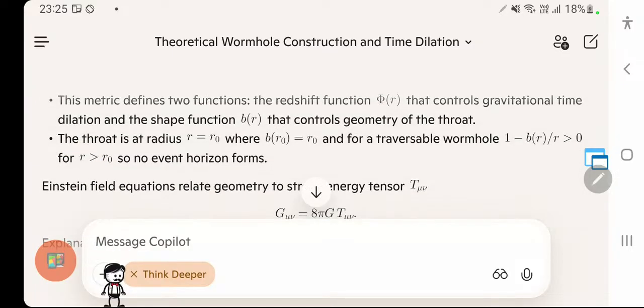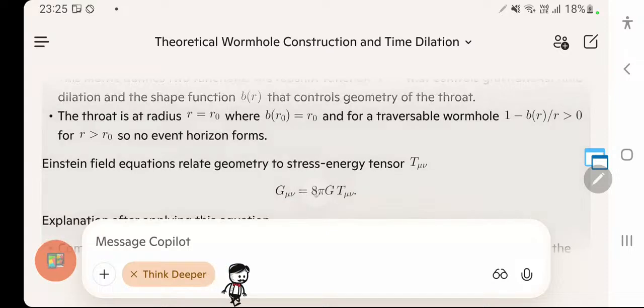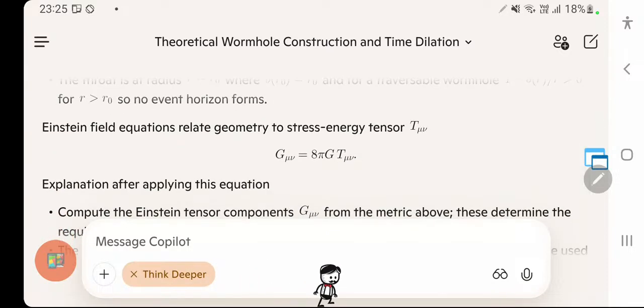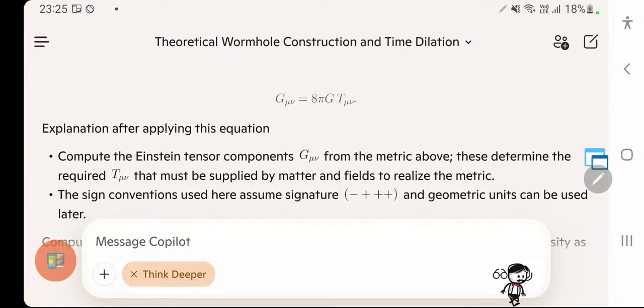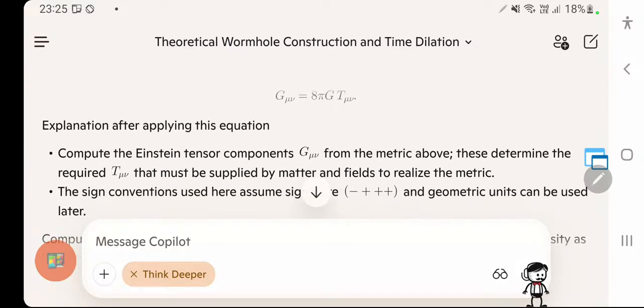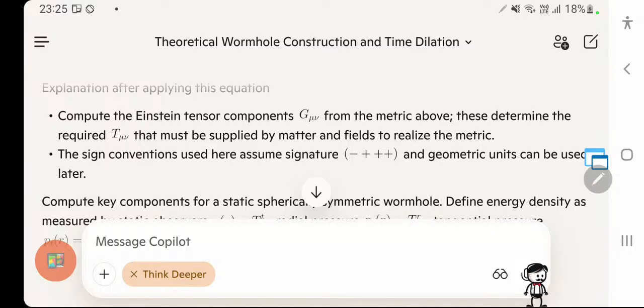The throat is at radius r0, and for a traversable wormhole there is no event horizon. Einstein field equation relates geometry to stress energy. Explanation. After applying this equation, compute the Einstein tensor components from the metric above. These determine the required stress energy that must be supplied by matter and fields to realize the metric. The sign conventions used here assume the given signature. Geometry units can be used later.